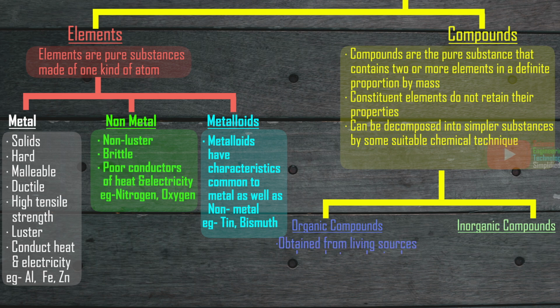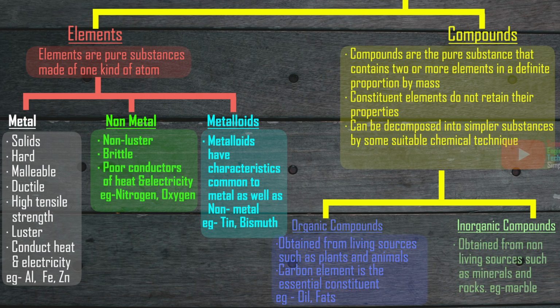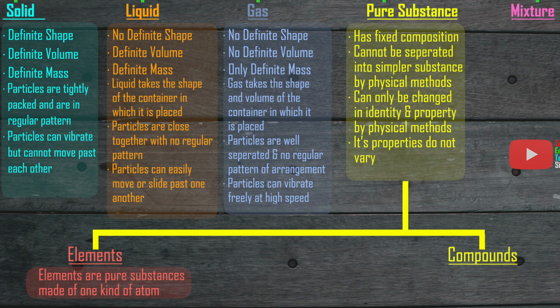Organic compounds are originally obtained from living sources, such as plants and animals. Here, carbon element is the essential constituent of these compounds. Inorganic compounds are originally obtained from non-living sources, such as minerals and rocks. Now we will see the last term, which is mixtures.